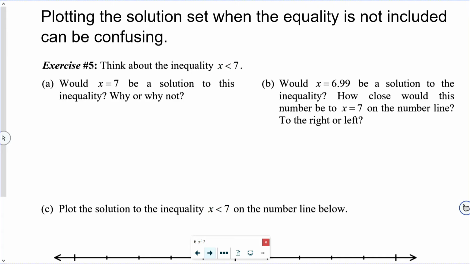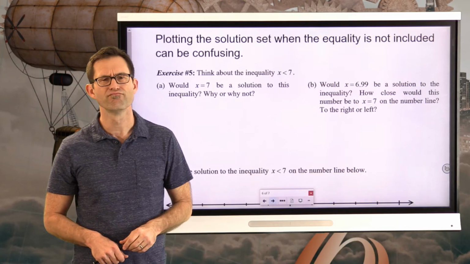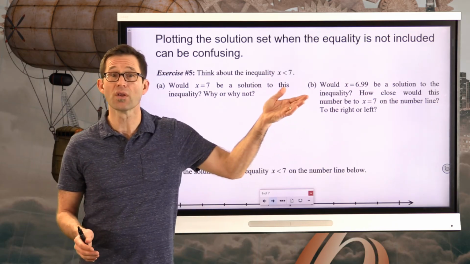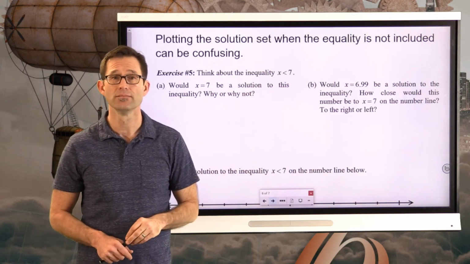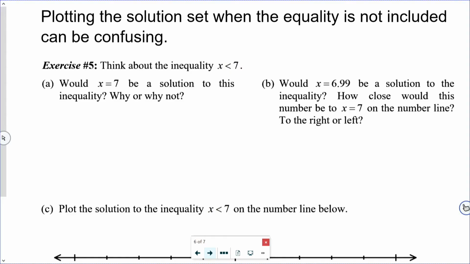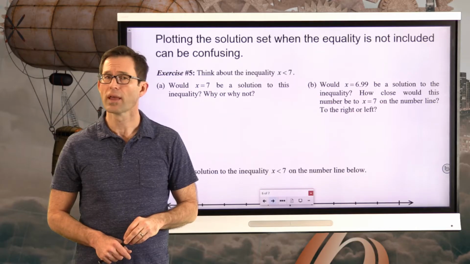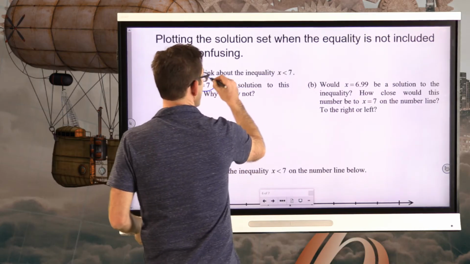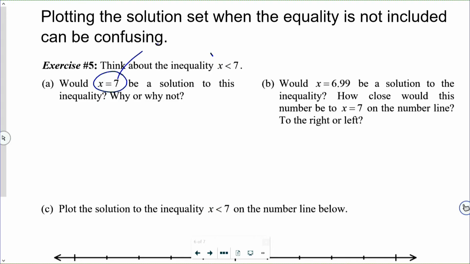Would x equal 7 be a solution to this inequality? Why or why not? Well, pause the video now and see if you can answer that question. Would 7 be a solution to the inequality x is less than 7? Well, the answer is no. And I can test it like I can test any other value. I could put the 7 into the inequality. I would find that that's false. 7 is not less than itself. So the answer is a big fat no.